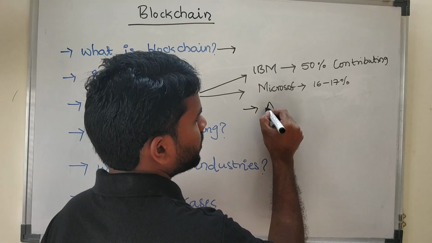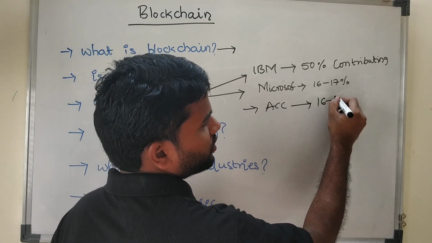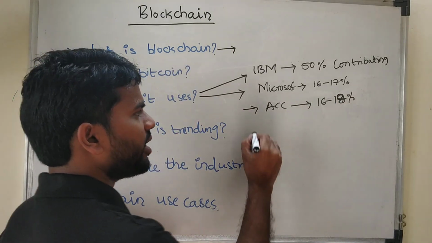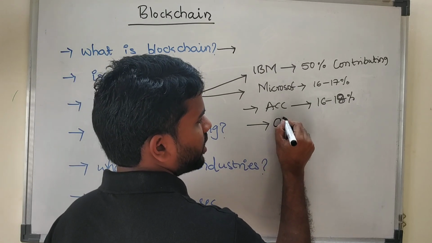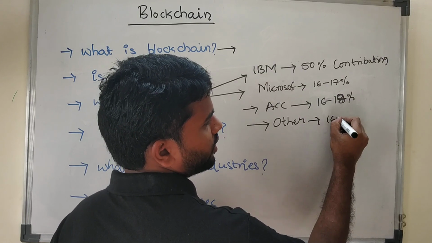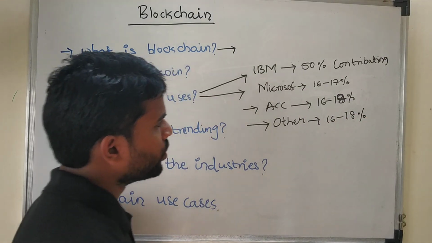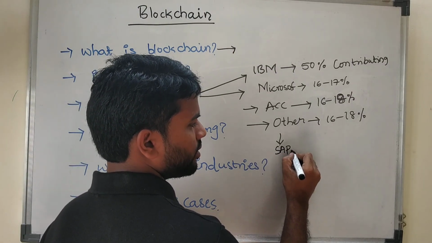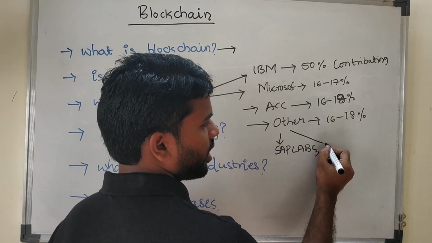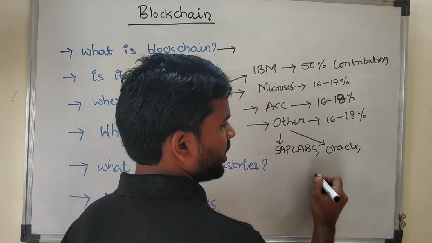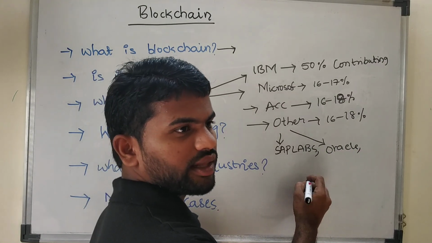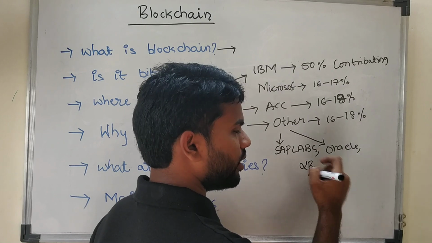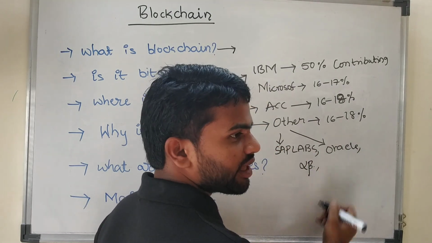Then Accenture, same thing, 16 to 18%. Remaining companies also focus at 16 to 18%. Among the other companies you can see SAP Labs, then Oracle, and even Google, which is under Alphabet Inc, something like that. So many other companies are using this blockchain.